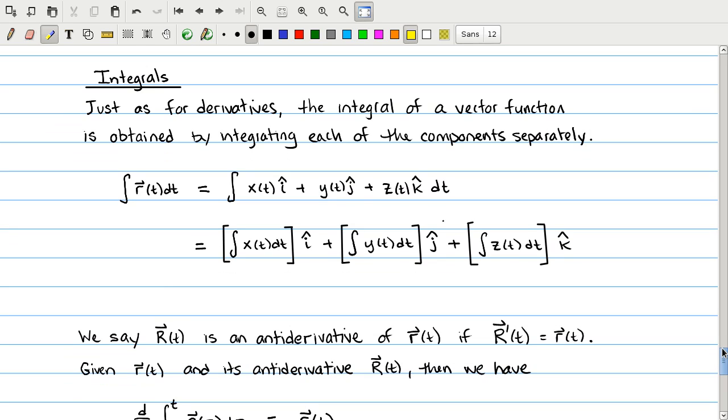On integrals, just as we saw for derivatives, taking the derivative of a vector function was very simple. You just took the derivative of each piece on its own. It's exactly the same for integrals. So r of t is nothing more than x of t times i, y of t times j, z of t times k, and we can then do those integrals separately because integration is also a linear operation, and here we're just multiplying by a constant unit vector. So we can do the x integral, the y integral, the z integral all separately, and then put the results back into the vector, and we have the integral of the vector function.